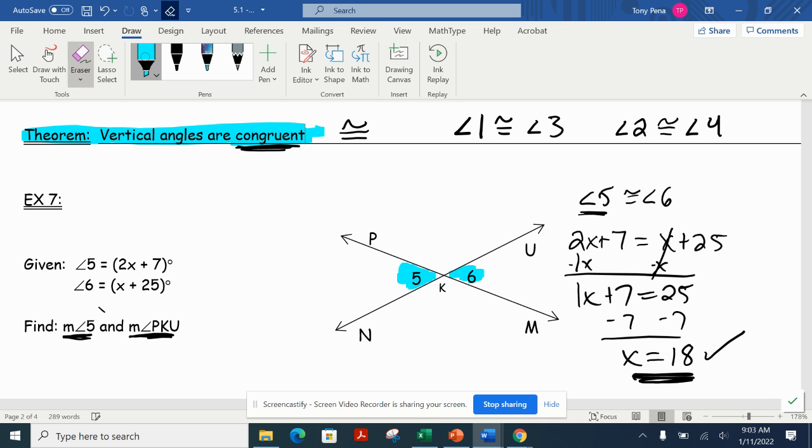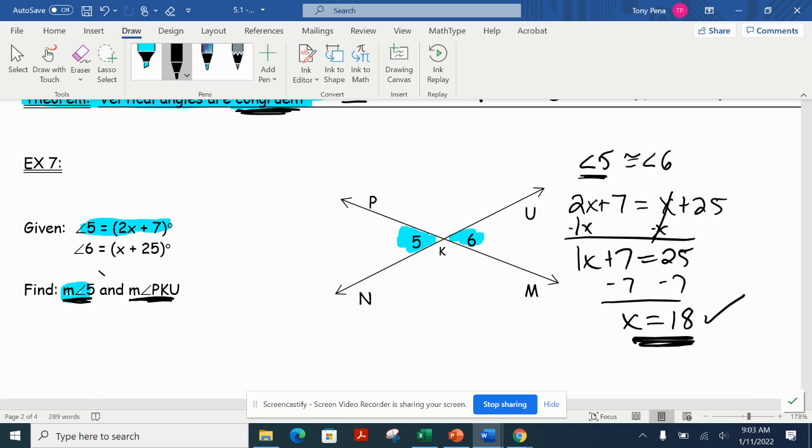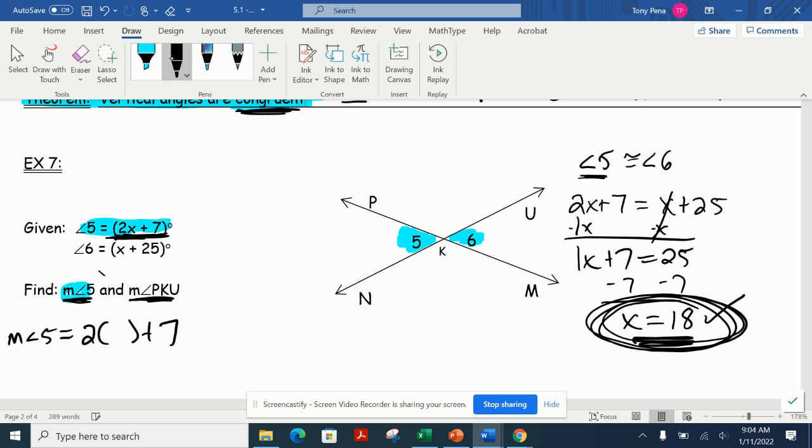So to answer these now, isn't angle 5 equivalent to twice the x value increased by 7? So for me to now find angle 5, I'm going to do the measure of angle 5. I'm going to take this expression right here, this 2x plus 7, and I now know what x is. So instead of putting the variable x right here, we now know that our x is this 18. So we're going to slot the 18 in there. And then whatever that evaluates to, we now know that needs to be the measure of angle 5.